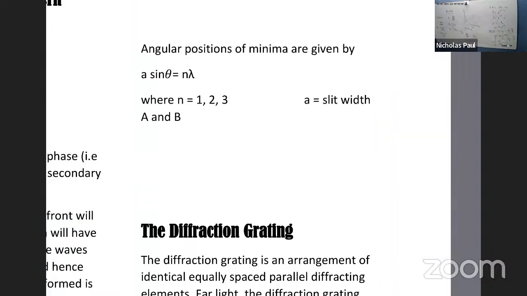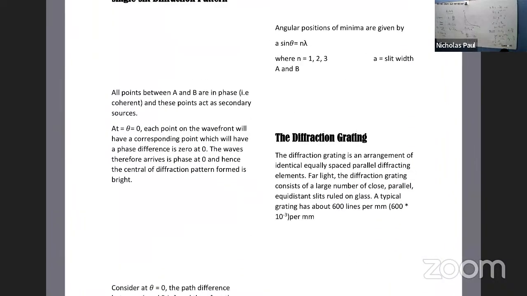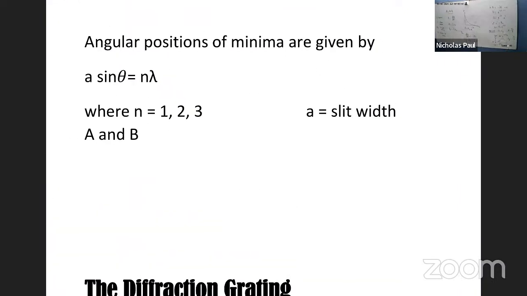So what page is it? 35. Right? I have two diagrams to give you there. I'll send that picture, but let's go here. The angular positions of the minima are given by a sine theta equal to n lambda. So here's what you need. What you saw earlier: the separation between one of the slits is a. Right? So that separation there is a. The wavelength of the light coming in is lambda. Very similar to what we did last week. Right? But here's our change now.